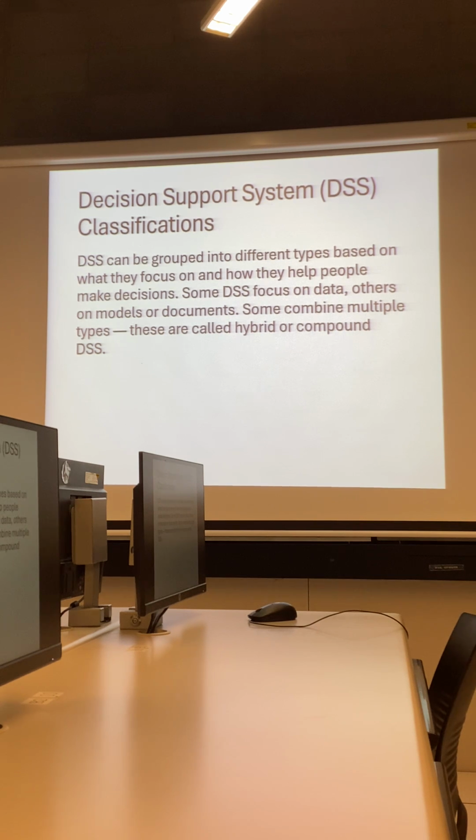Okay. So DSS can be grouped into different types based on what they focus on and how they help people make decisions. Some DSS focus on data, others on models or documents. Some combine multiple types, and these are called hybrid or compound DSS.